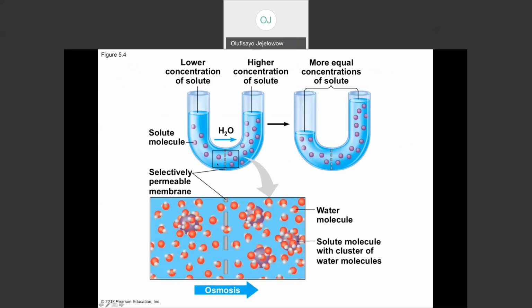So in this experiment, this is a U tube, and this is a selectively permeable membrane. Notice that you have 6 solutes on this side, and you have 13 solutes on this side. So the solution on the right side has a higher concentration of solutes than on the left side. So there's more water on this side.